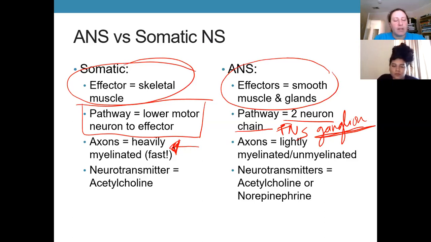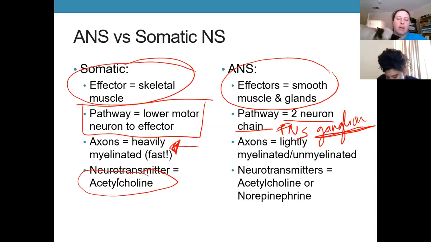The neurotransmitters are actually pretty similar. Acetylcholine is the most common neurotransmitter at synapses between motor neurons and their effectors. There is norepinephrine used in parts of the autonomic nervous system though, and we'll look at how that works briefly today too.